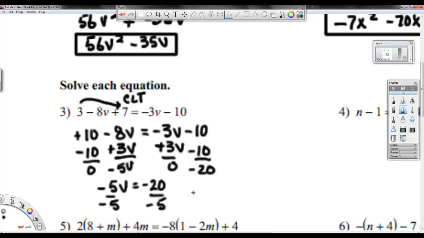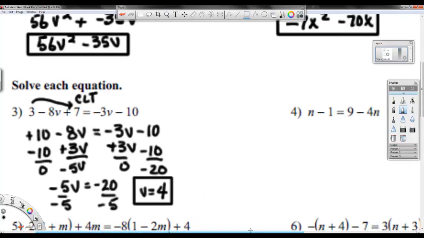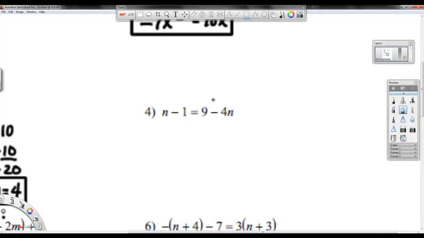And so I get the fact that v equals 4 is the answer to that one. Let's go over to number 4. Now number 4 is a much easier problem. We don't have to collect like terms. We don't have to distribute. All we have to do is just start the solving steps.